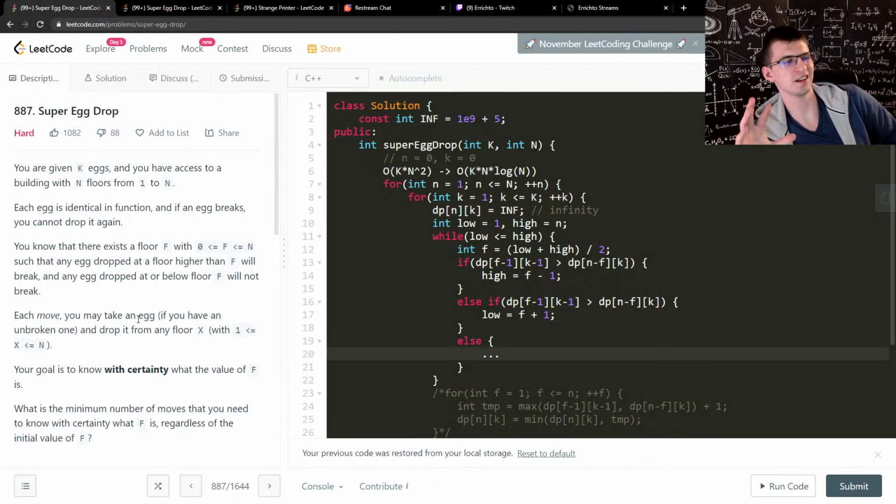Anything better than that isn't really important for coding interviews. There are like 10 different techniques to improve dynamic programming in competitive programming.